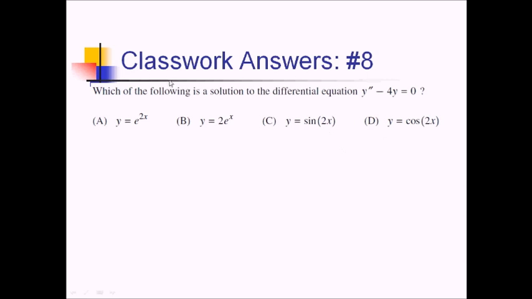So we just need to figure out which of these things, when you prime it twice and subtract 4 times the function, gives you 0. So we're just going to test answer choices until we get something that works.